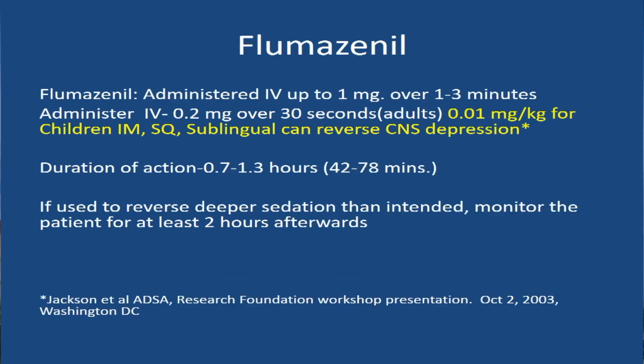Flumazenil is an antagonist for the benzodiazepine, administered IV up to 1 milligram over 1 to 3 minutes, and it's 0.01 milligrams per kilo for children. IM, sub-Q, sublingual, can reverse CNS depression, has a duration of action of up to 1.5 hours about. It's used to reverse deeper sedation than intended, monitor the patient for at least 2 hours afterward, and it's an important drug to use if we suspect that we're having some difficulty with our respiration.